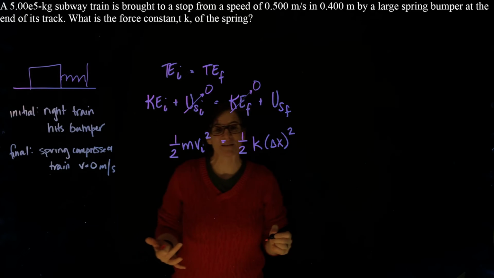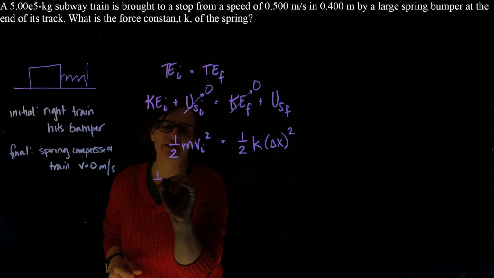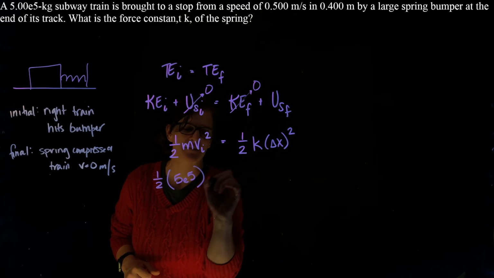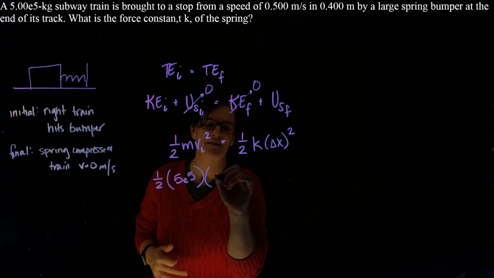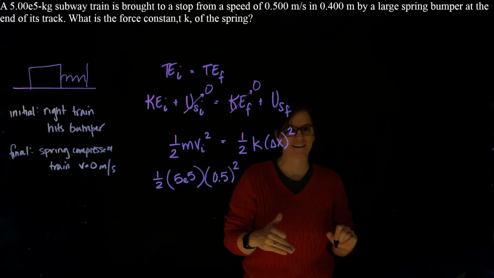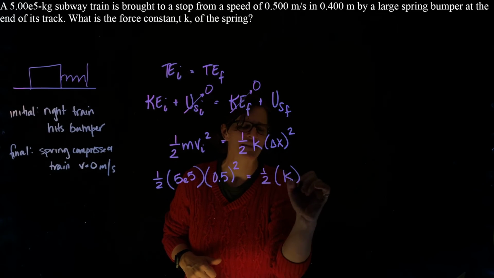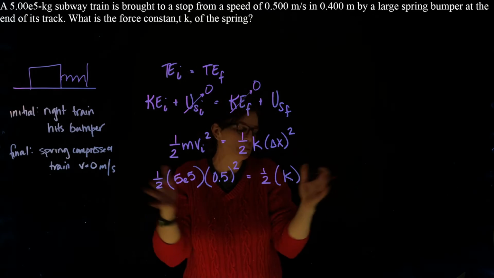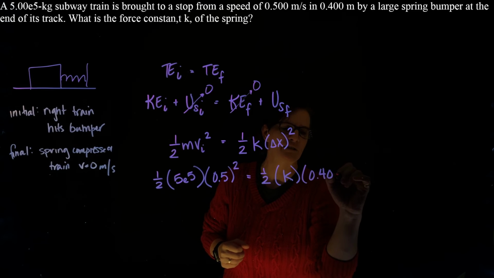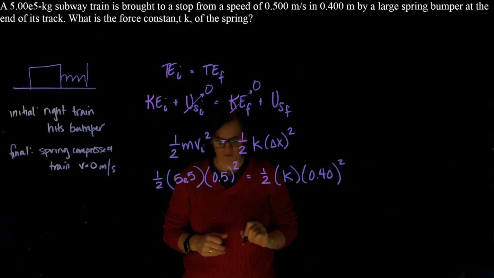All right, and now it's a matter of using the information that the problem provides us. So 1/2, the mass of the train is 5 times 10 to the 5th kilograms, and it starts with an initial velocity of 0.5 meters per second, and we want to square that in our kinetic energy. And that's going to equal 1/2 K, which is what we're interested in, that spring constant, times the amount the spring compresses, 0.40 meters. And so we have that compression of the spring squared.